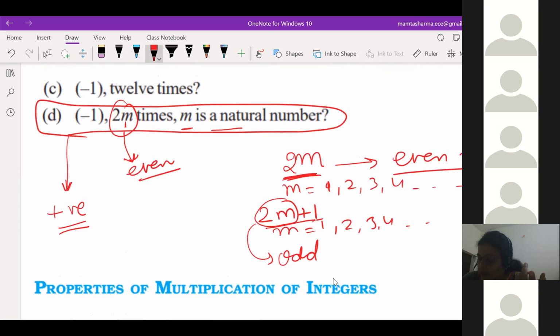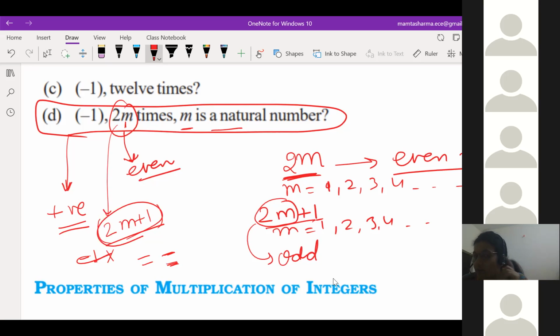If it is 2m plus 1 instead of 2m, then if we multiply minus 1, 2m plus 1 times, it would give a minus sign in the result. For 2m plus 1, it is minus 1.